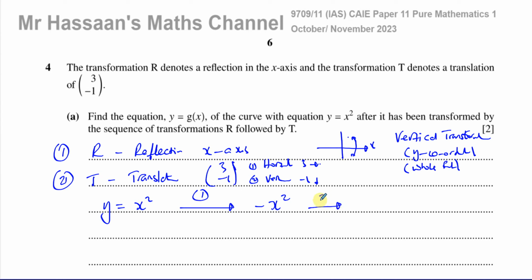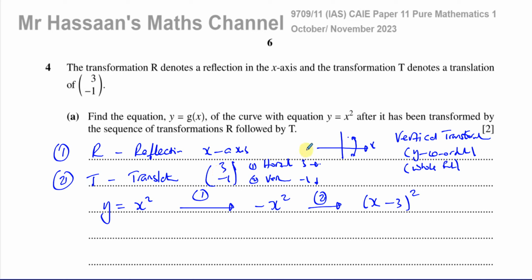Secondly, you're going to have two translations happening. One of them is going to be inside the function. The horizontal translations are inside the function, so the x is going to change. When it's inside the function, you do the opposite. If you have to go 3 units to the right, you write minus 3 inside the bracket. Inside the function, you do the opposite; outside the function, it's normal. So this is going to be (x minus 3) squared.